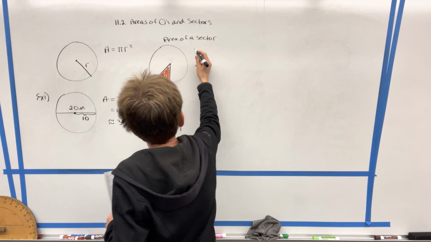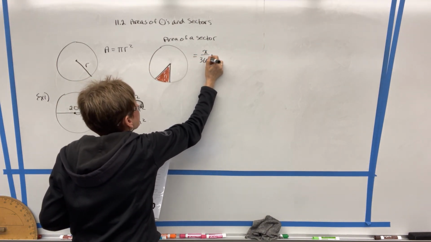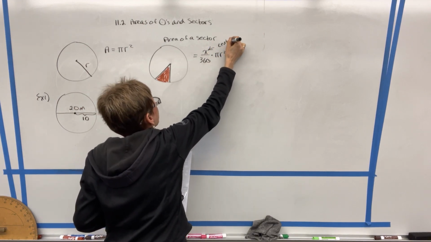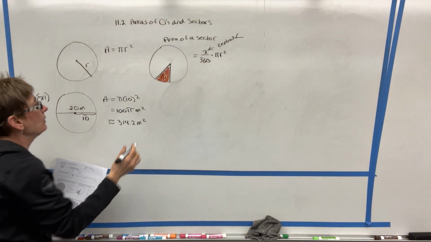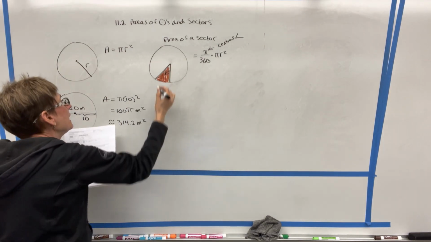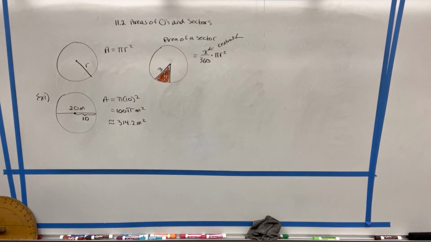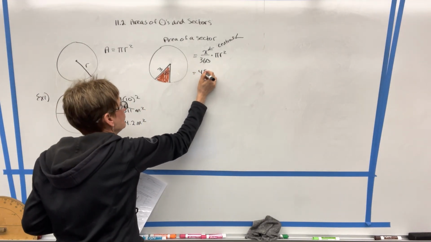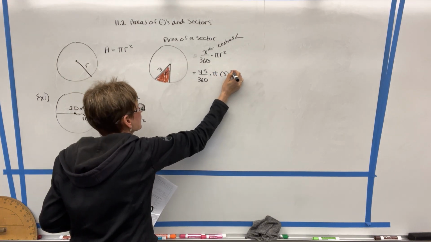This formula is kind of similar to the one we used to find a portion of the circumference. What we want to do here is say that the area is x over 360 times pi r squared, where x is my central angle. So for example, let's say that this is 45 degrees here and the radius is 3. If I wanted to find the area of that little slice, I would write 45 over 360 times pi times 3 squared.